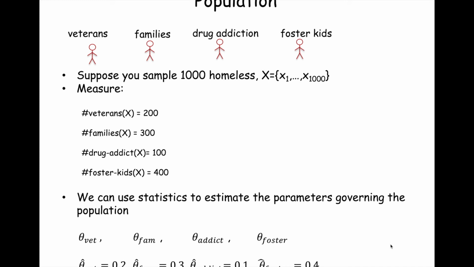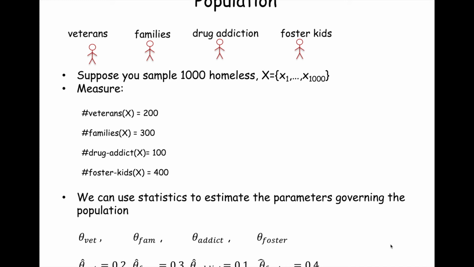And so what we're doing now is we're saying, okay, well, I don't know ground truth what proportions are for the various of these 4 types representing the homeless population, but I compute a sample or take a sample, and I measure something over that sample.